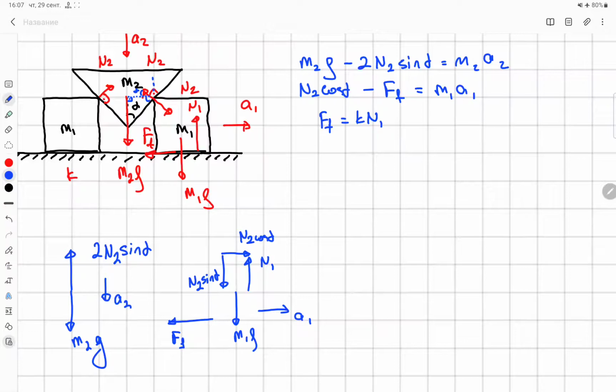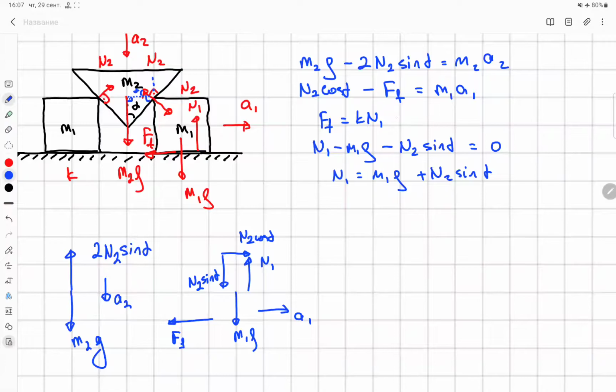Now we need to find n1. We know that this object m1 is not moving in vertical direction, so acceleration in vertical direction equals 0. It means the resultant force, or net force, in vertical direction should be equal to 0. So upward we have n1, downward we have m1g, and downward we have n2 sine alpha, and this should be equal to 0. From here, n1 equals m1g plus n2 sine alpha.